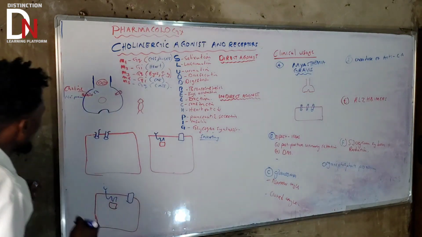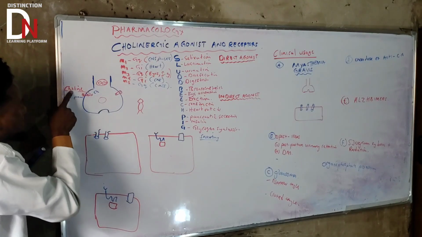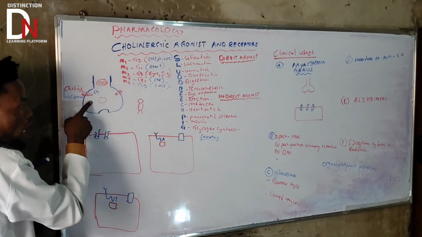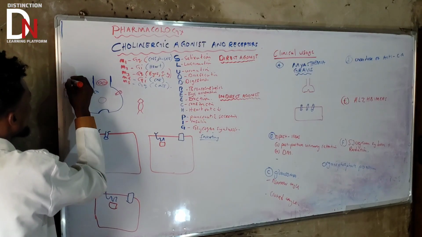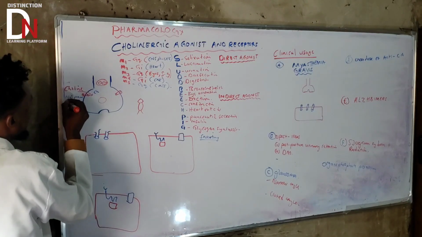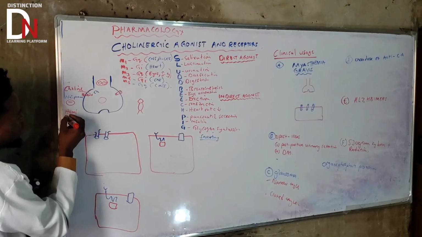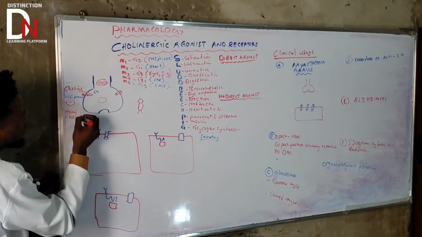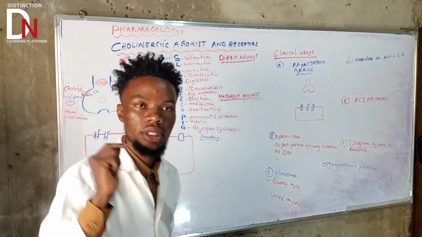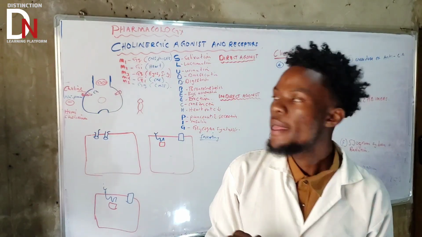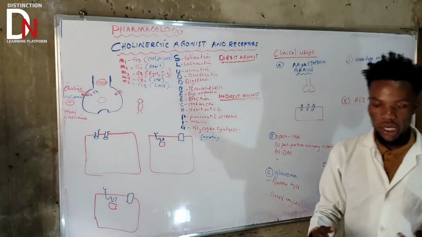Now there's a drug that's going to inhibit this sodium pump so that we don't have choline inside the axonal terminal. What do we call that drug? We call it hemicholinium. Hemicholinium is a drug that inhibits that sodium dependent uptake transporter. If you inhibit that one, you're not going to have choline inside the axonal terminal.